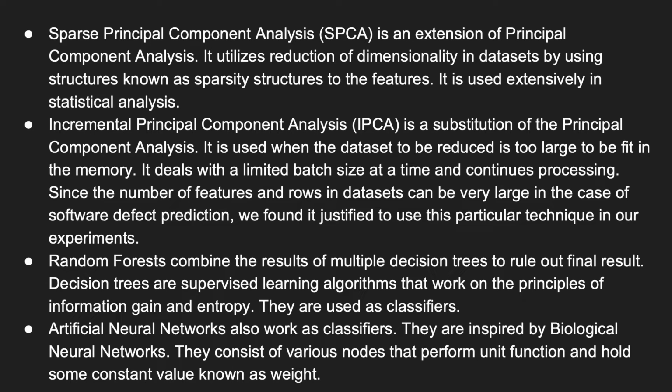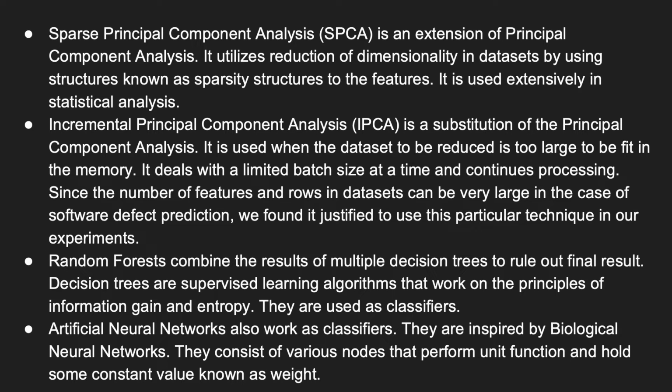Incremental PCA, or IPCA, is a substitute for PCA. It is used when the dataset to be reduced is too large to fit in memory. It deals with a limited batch size. The whole thing that would be analyzed during PCA is done in the form of batches and not completely as a whole. This introduces more random and smaller batches and better training for the model, as there is limited information provided at a time. These are the dimensionality reduction techniques that are used for the analysis.